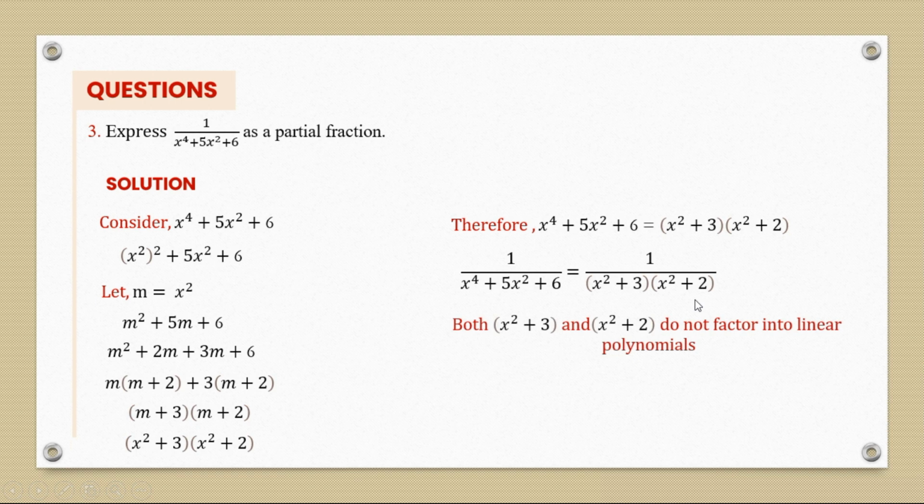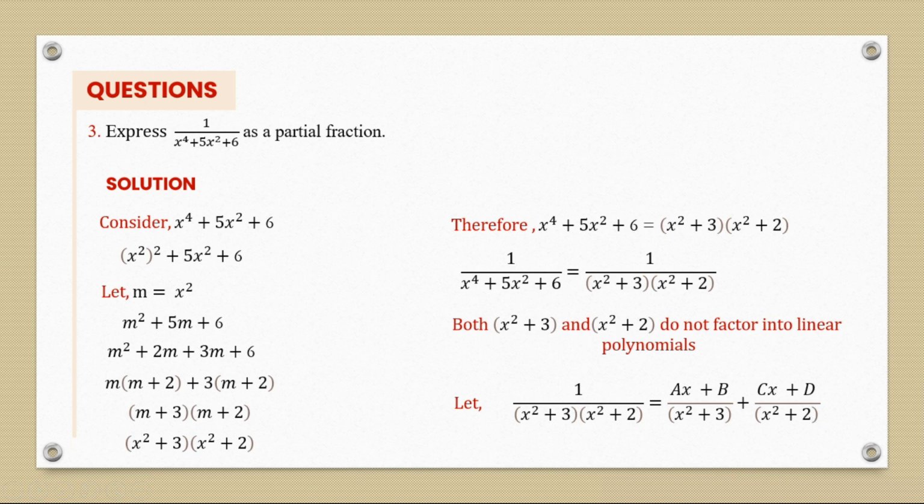So both x squared plus 3 and x squared plus 2 do not factor into linear polynomials. So we're going to let 1 over x squared plus 3 times x squared plus 2 be equal to, since both are irreducible quadratic factors, ax plus b over this and cx plus d over that. That is because both of them are irreducible. That's how we write them in partial fraction form.